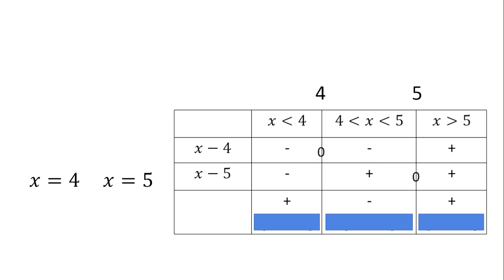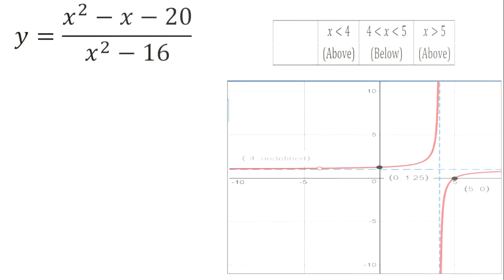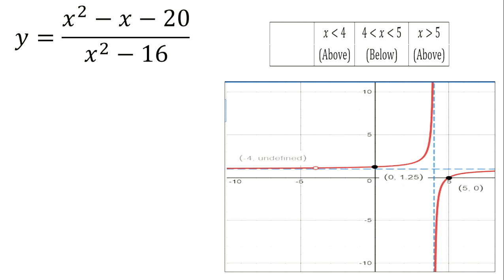So again, positive means above the x-axis. Negative means below the x-axis. Now let's try to graph this one. As you can see here, x is less than 4, that's above the x-axis.